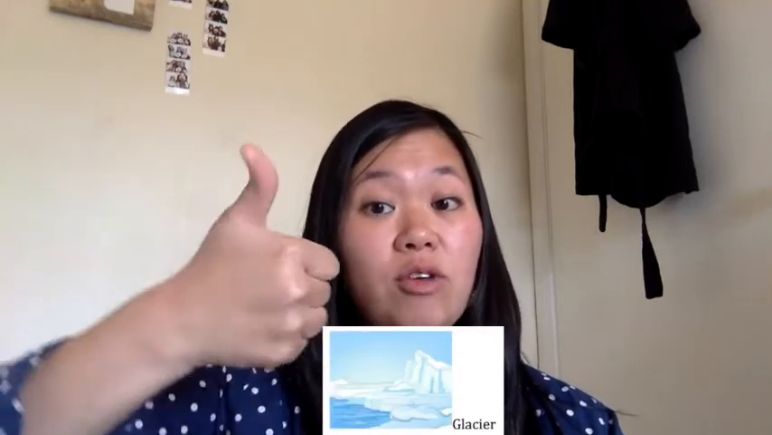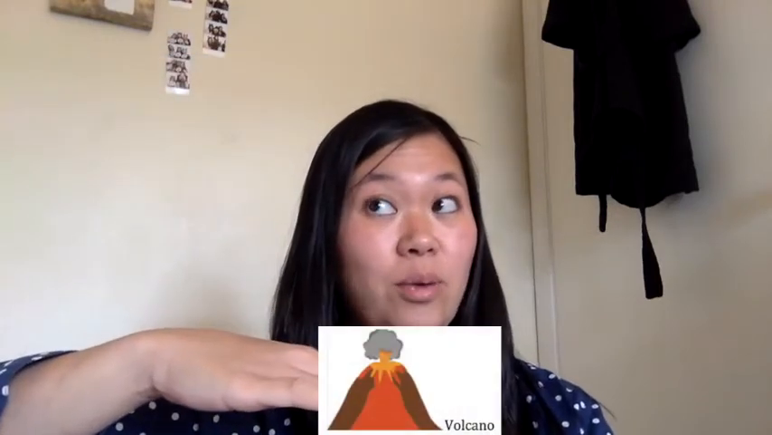Second one is a glacier. So is it a landform? It is. So we're going to put it right over here. A volcano. What do you think? Yes or no? It is yes. So we'll put it here. A tree. What do you think? And it is no. It is not a landform. It just grows on land.